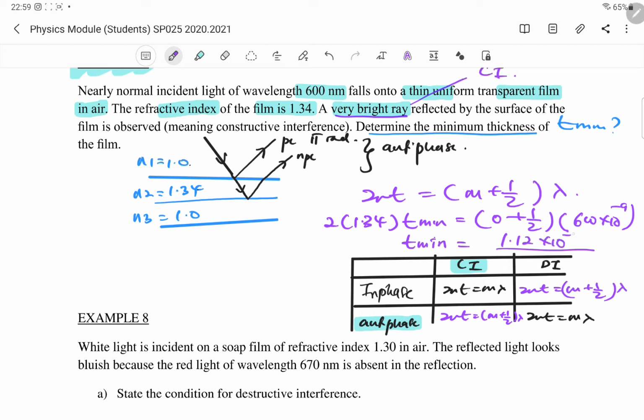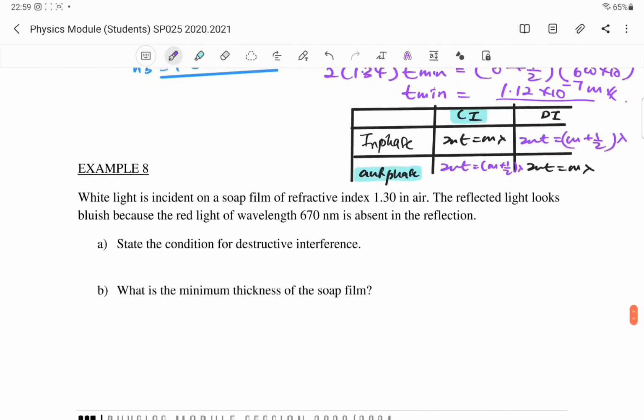Times 10 power of negative 7 meters. Okay. Alright, kita tengok pada example number 8.